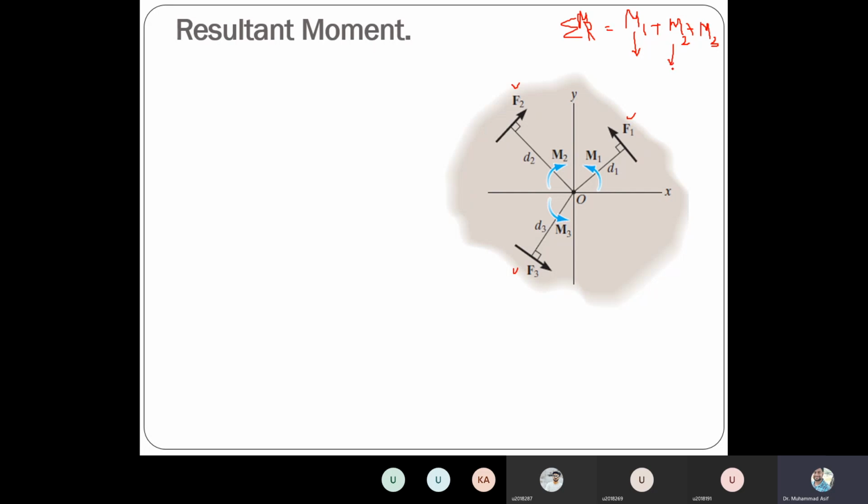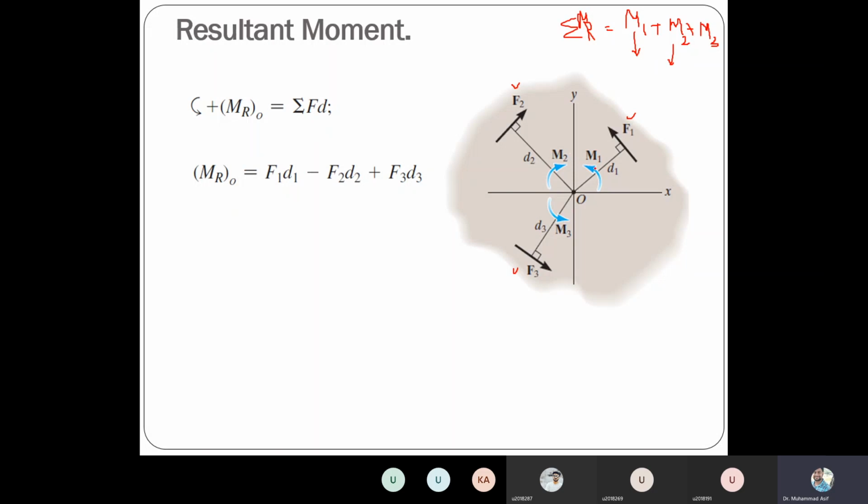Similarly, M2 is related to F2 times D2. So this way you can add up all the three moments, then you can figure out the resultant, right? But you have to see the direction of the rotation as well, for example whether M1 is positive or negative, whether M2 is positive or negative.